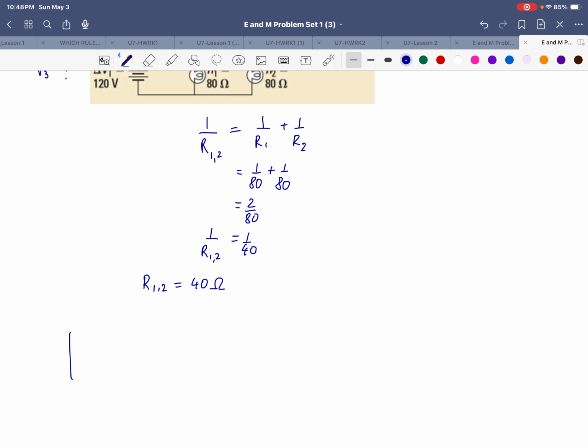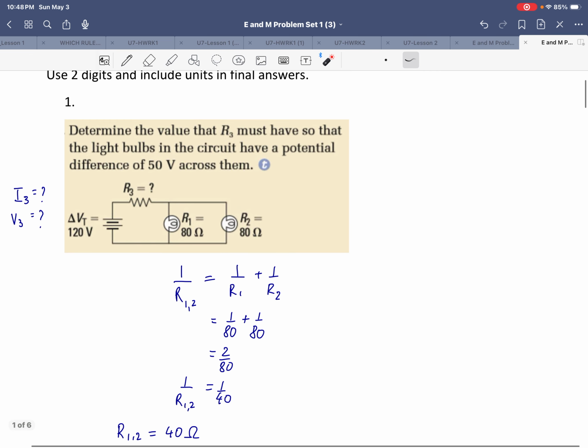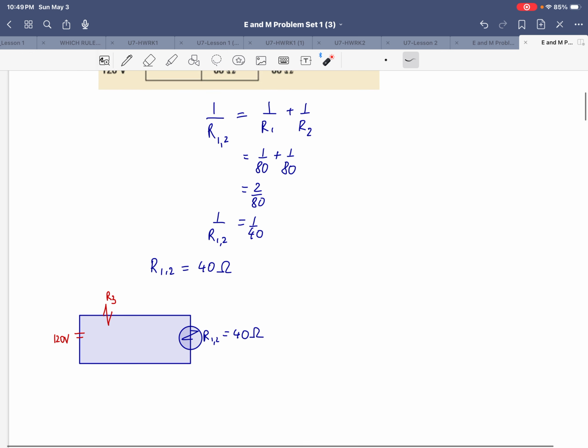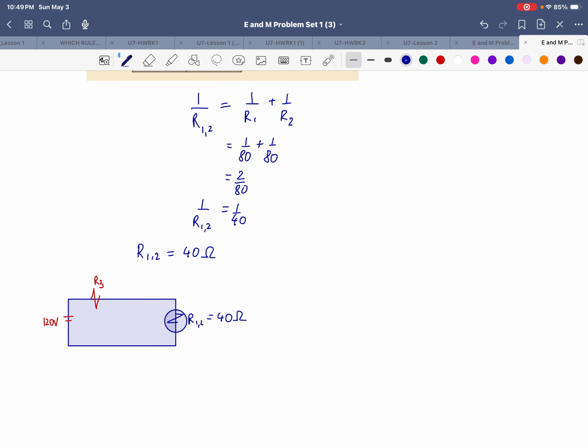Now, if you wish, you can also simplify your circuit because it does still have a potential difference of 120 volts. We have the R3 in here, which we don't know, and we have R12 right here. I'm going to make a bulb in here. So R12, which is 40 ohms. Now we know that the potential difference in parallel would be the same in both of them, so 50 volts.